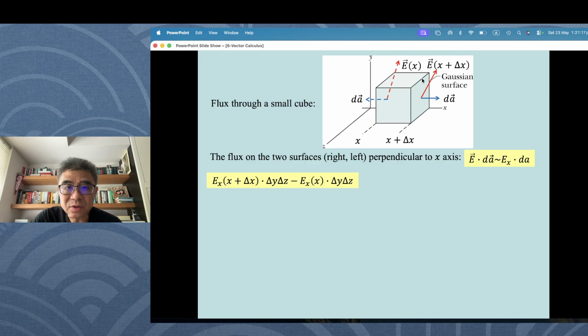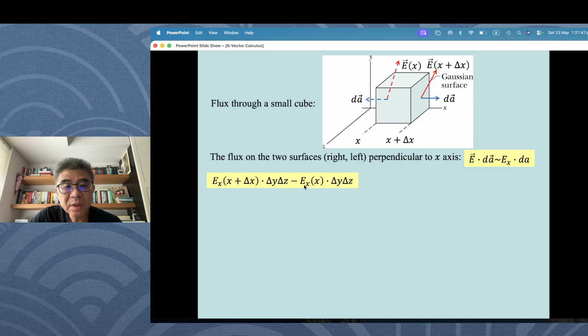Okay, so this is, maybe I'll put it in next time. So this is delta y, and this is delta z. Therefore, the area of the surface of the square is delta y, delta z. For the left-hand side, dA is pointing in the opposite direction, the negative x direction. Therefore, it is equal to minus Ex times delta y, delta z.